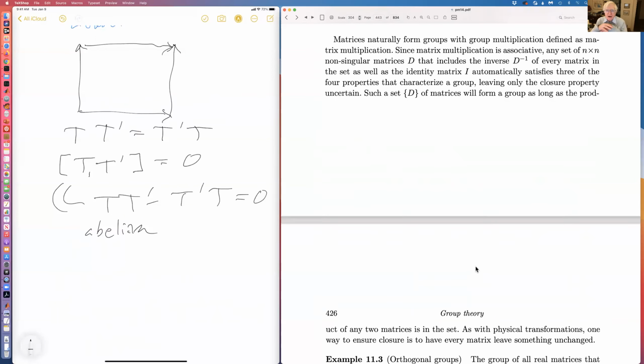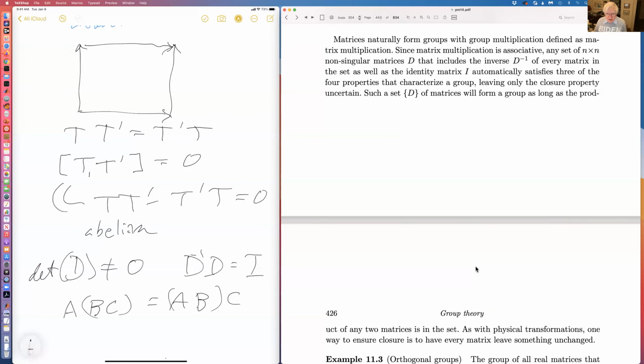So if you have a set of square matrices D, and if the determinant of all of these matrices is non-zero, and they're square, then you have inverses, such that that is the n by n identity. Matrix multiplication is automatically associative. If you have (AB)C, it is automatically A(BC) for matrix multiplication. So you automatically have all the properties.